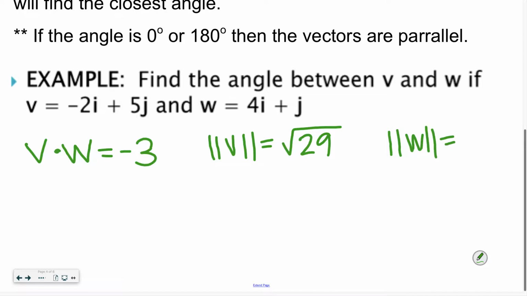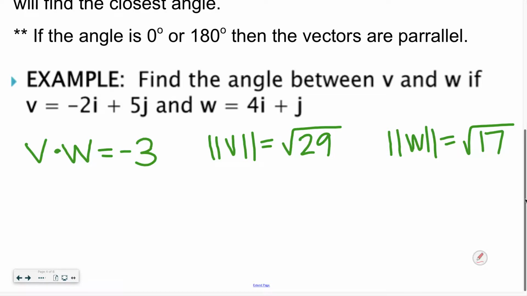The magnitude of w, square root of 4 squared plus 1 squared, would be radical 17. 16 plus 1. Yep. Okay. Glad we're on the same page.